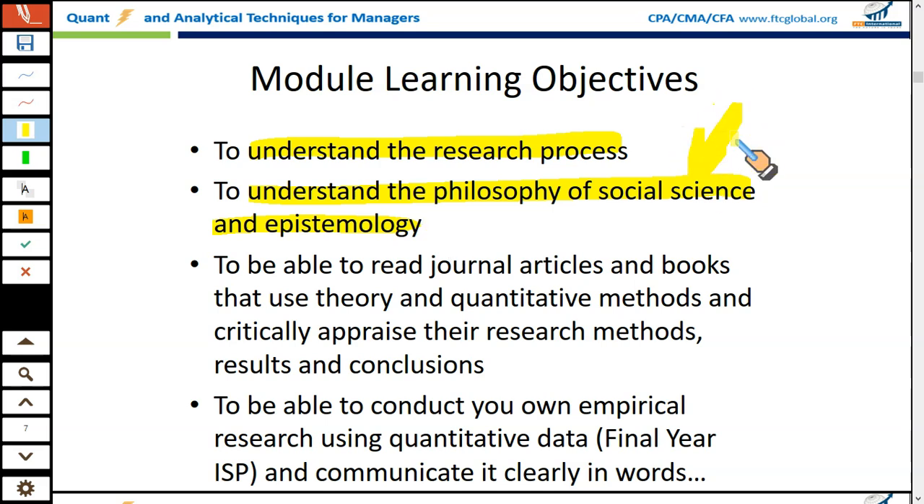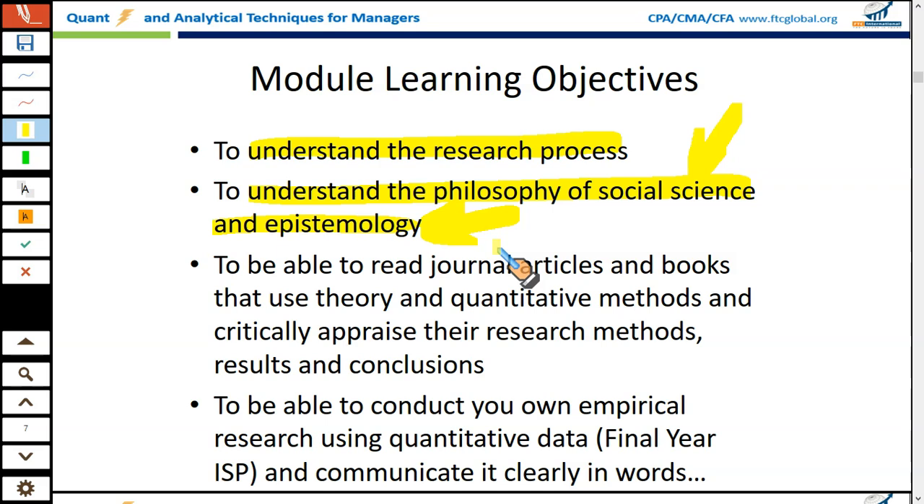Social science, if put in the least complex words, is the study of societies and how people behave and interact with each other. And epistemology is the study of how we know things and what it means to know something. So this is a concept we will explain in the coming slides.